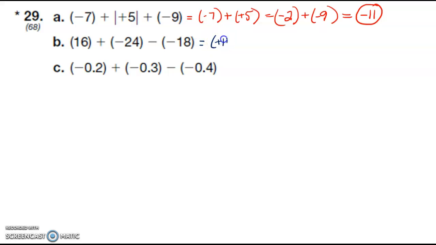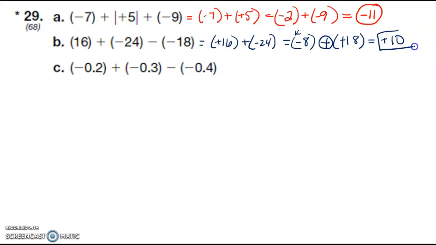Okay, so I have positive 16 plus a -24. They're different signs, so I'm going to subtract and take the sign of the larger. I think that's 8, but I'm going to, yep. So this is going to be equal to 8, and 24 is larger than 16, so that's negative, minus a -18. So now I have to keep, change, because this is a subtraction problem. So I keep, change. Now it's an addition problem. They're opposite signs, so I'm going to subtract and take the sign of the larger. So 18 minus 8 is 10, and 18 is larger, so that's my answer. You'll see I'm taking these 2 at a time.